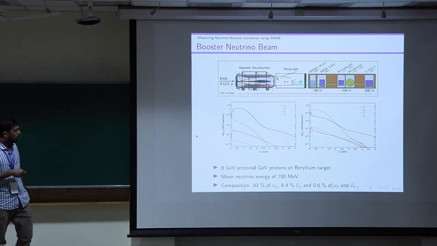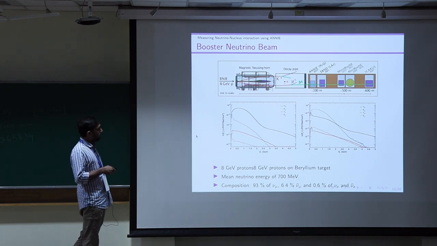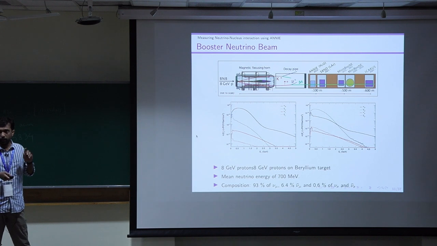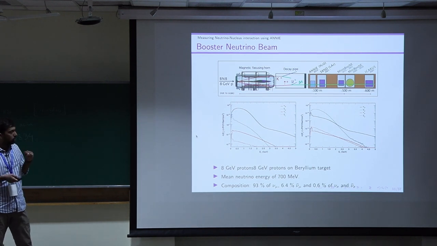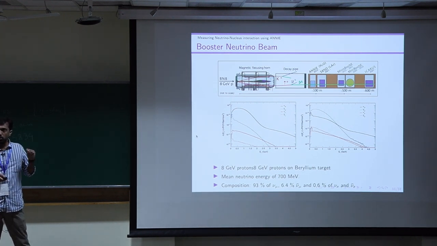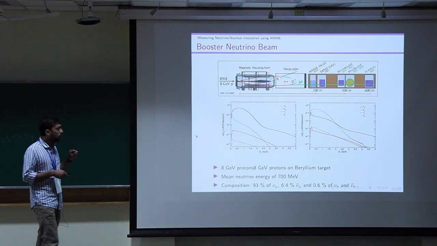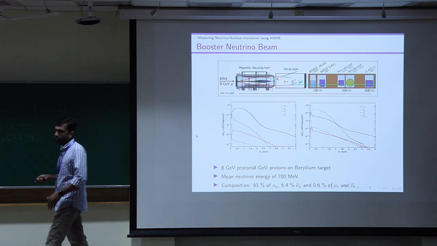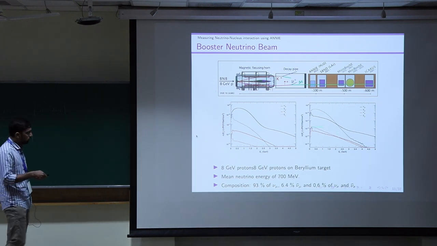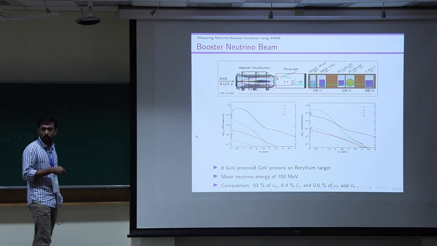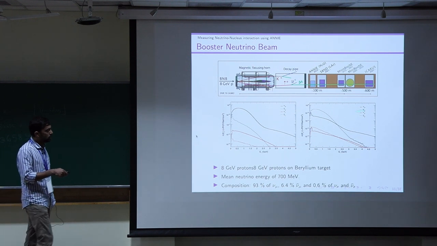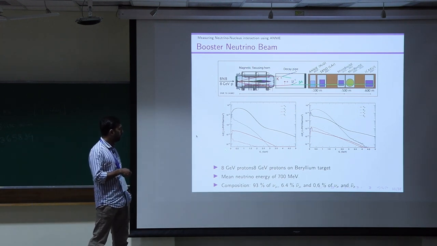This hadron production happens here, and then you can use a magnetic focusing horn. Depending on the polarity of the horn, you can choose either pi plus or pi minus, and depending on that, one can choose whether to run in neutrino mode or in anti-neutrino mode. These two plots show the spectra: one for the neutrino mode, and the other for the anti-neutrino mode, and you can also still see some.